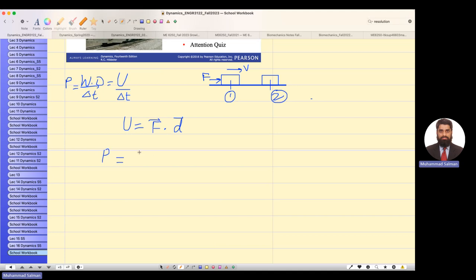And if I do the math here, F dot D divided by time T. So this is also the velocity. So the power is the scalar product of the two vectors, the force vector and the velocity vector. So then you can find out the power of the work which you applied on this block. This is a big picture. Let's go into the small details.